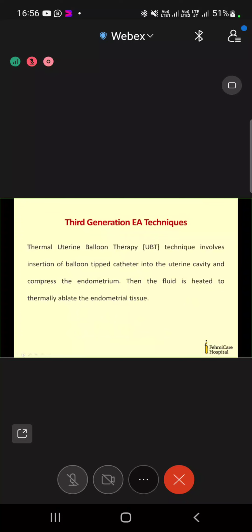Now let us discuss 3rd generation endometrial ablation techniques. The thermal uterine balloon therapy technique involves insertion of a balloon-tipped catheter into the uterine cavity, and then through this a heated fluid, either 5% dextrose or saline, is passed, and with this heated balloon, the endometrial ablation is achieved.